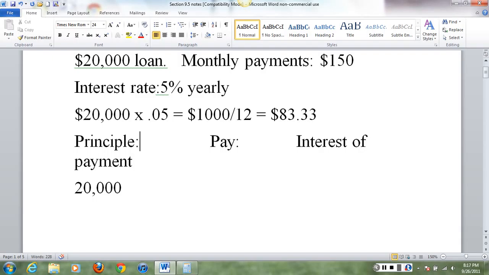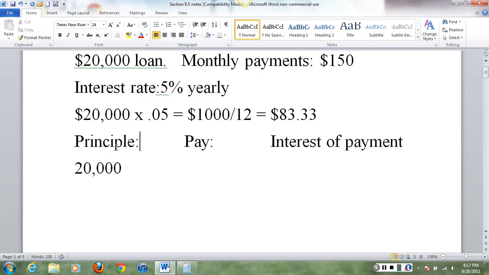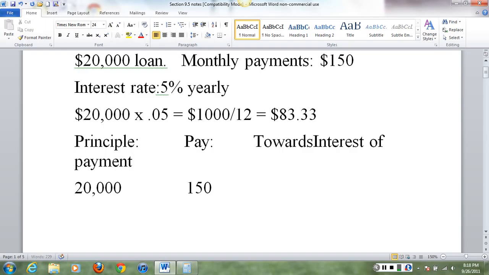I'm going to break these down here. So now the first month payment is still $150. Now the interest of that payment, in other words, how much goes towards interest? Let's make that clear. Towards interest.